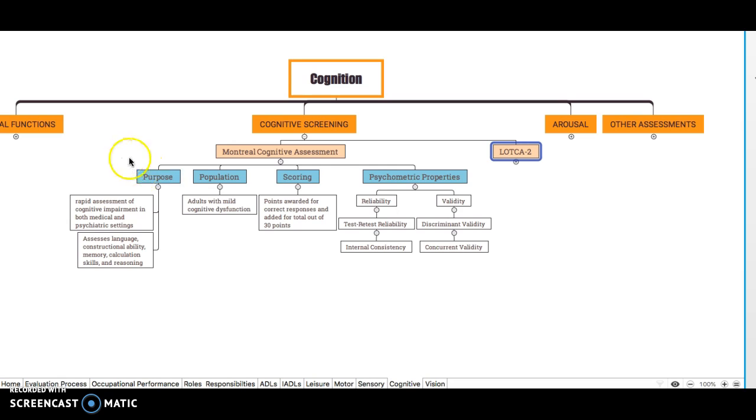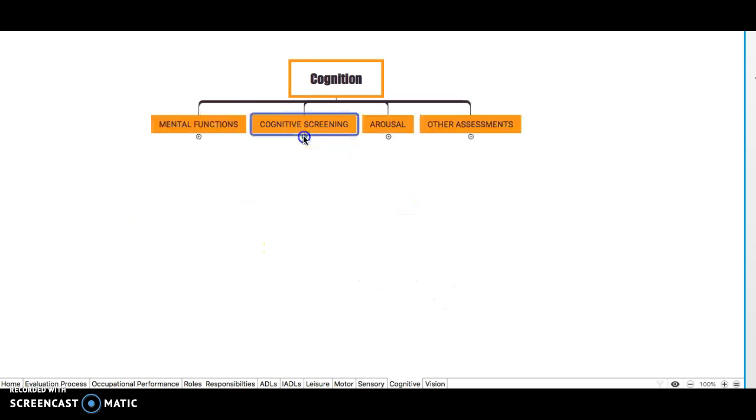Some cognitive screening tools that we learned about were the MoCA and the LOTCA. The MoCA is a rapid assessment that measures cognitive impairment in both medical and psychiatric settings. You usually use this with adults with mild cognitive dysfunction. And below, as you can see, there are the psychometric properties and the way you would score.